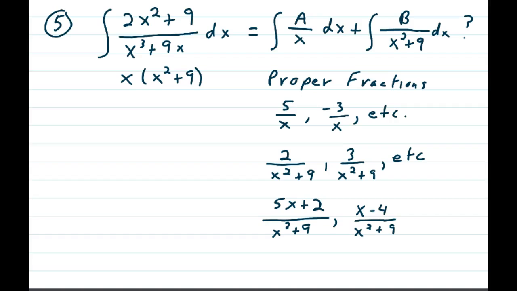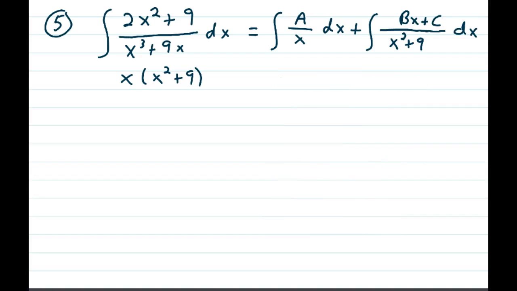And the problem is related to what are called proper fractions. It is okay for me to write 5 over x, that's proper. Negative 3 over x, that's okay. And you can have 2 over (x squared plus 9), 3 over (x squared plus 9). But we can make that numerator bigger now. 5x plus 2 over (x squared plus 9) is proper. Likewise, x minus 4 over (x squared plus 9) is proper.